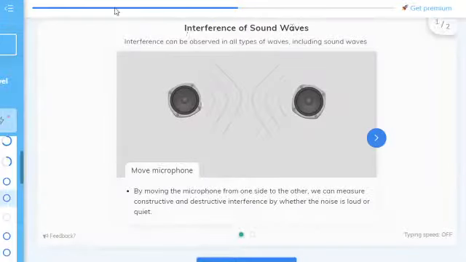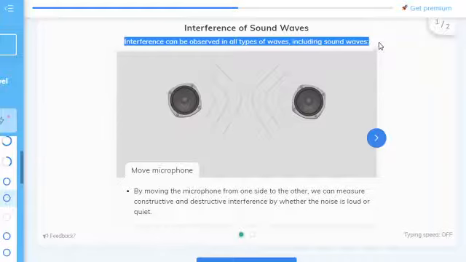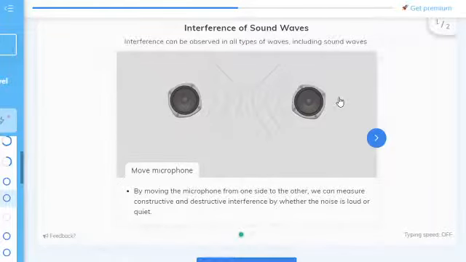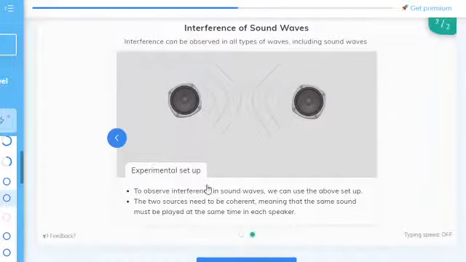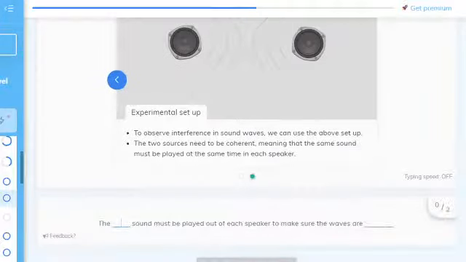So interference of sound waves. Interference can be observed in all types of waves, including sound waves. By moving the microphone from one side to another, we can measure constructive and destructive interference by whether the noise is loud or quiet. Experimental setup. The two sources need to be coherent, meaning that the same sound must be played at the same time from each speaker to make sure the waves are coherent.